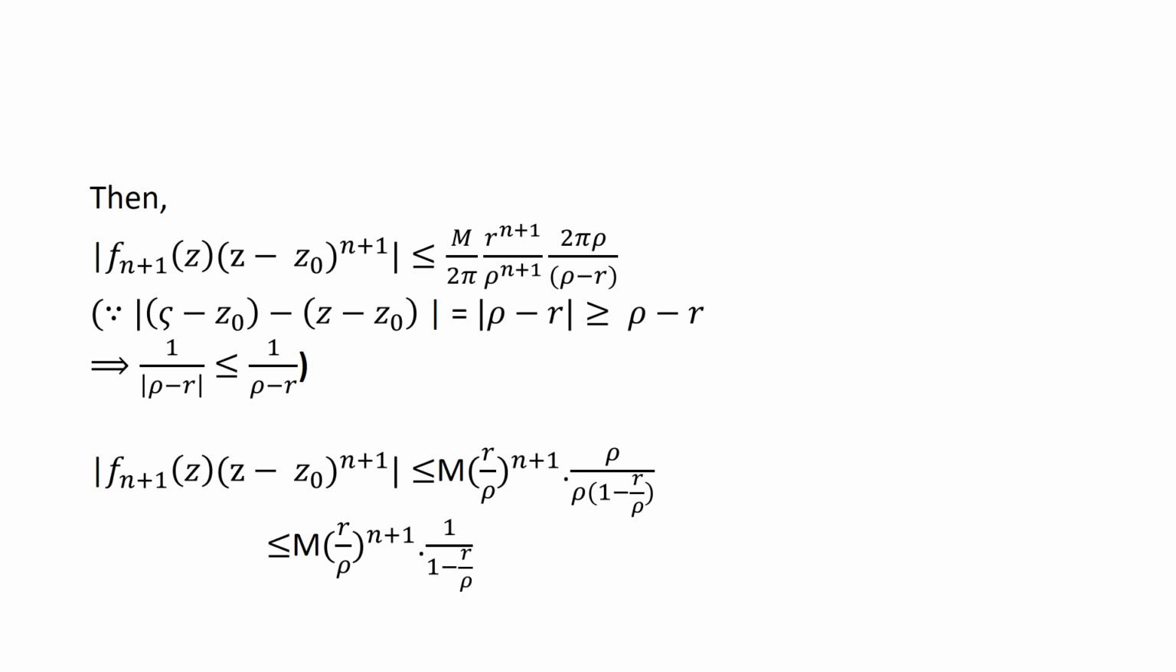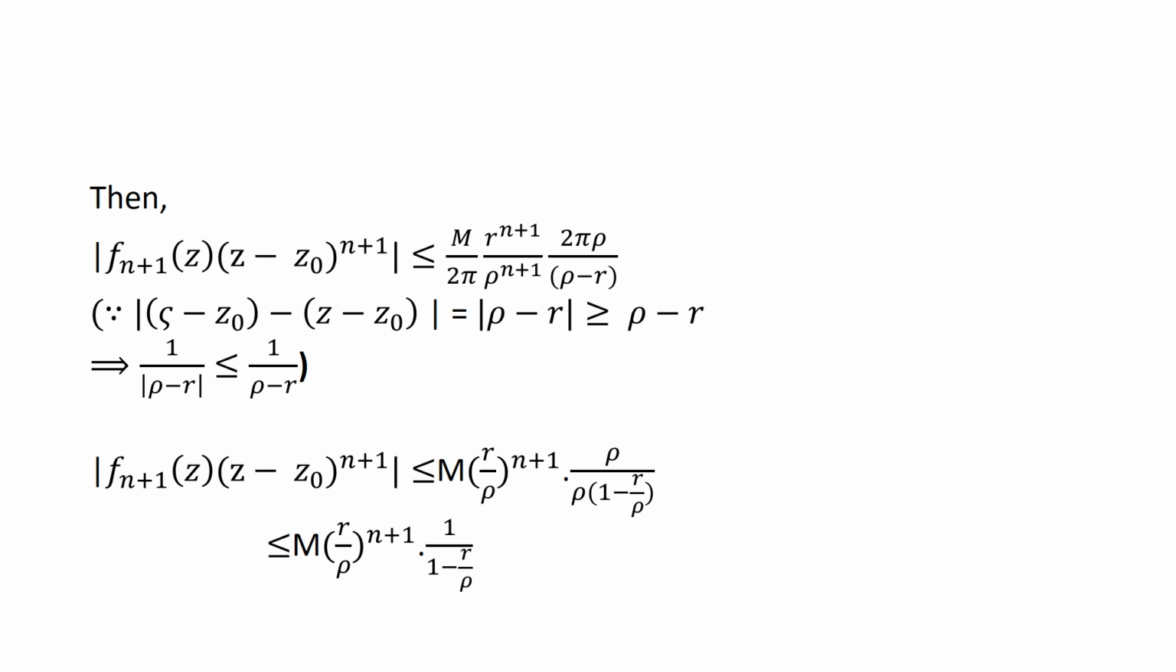Since we can write the modulus of zeta minus z as the modulus of (zeta minus z naught) minus (z minus z naught), the value of zeta minus z naught is rho and z minus z naught is r. So we get the value as greater than or equal to rho minus r. So 1 by it will be less than.